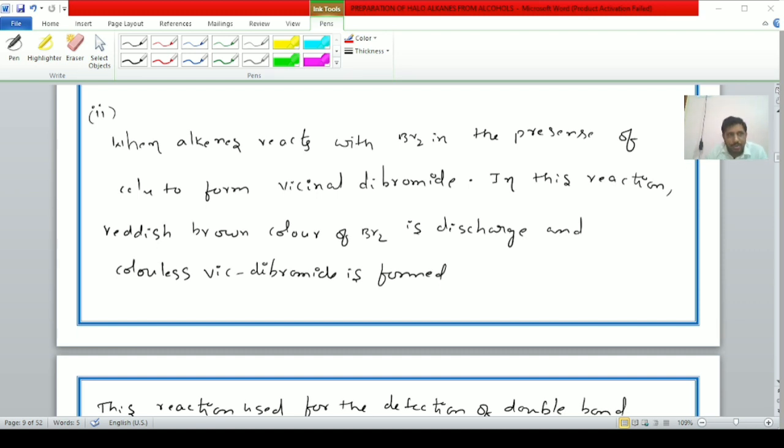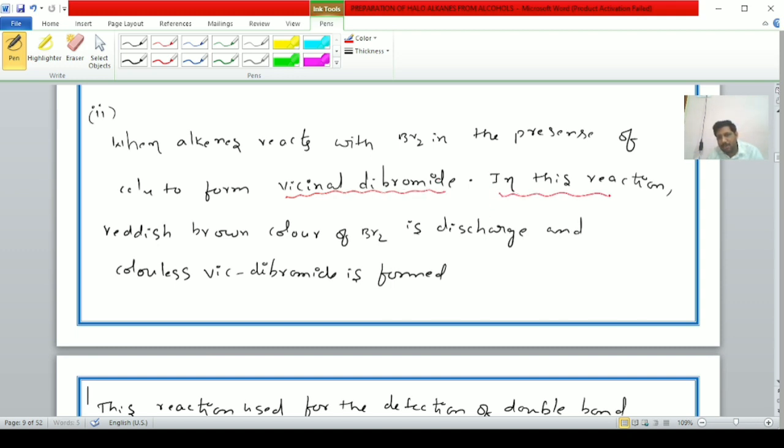Okay, students, next one. From alkenes, preparation of alkyl halides, second method, student, that is by using bromine in the presence of carbon tetrachloride. Observe the cursor, student. When alkenes react with bromine in the presence of carbon tetrachloride, they form vicinal dibromide.